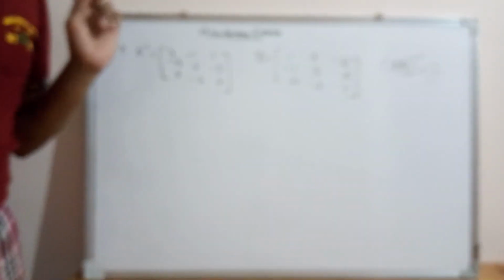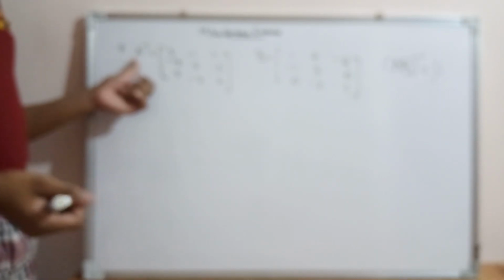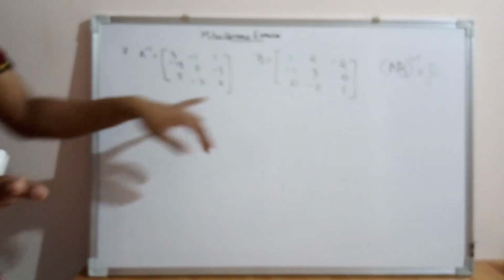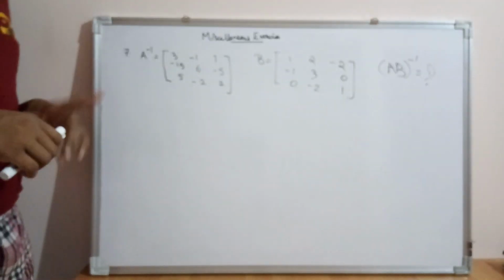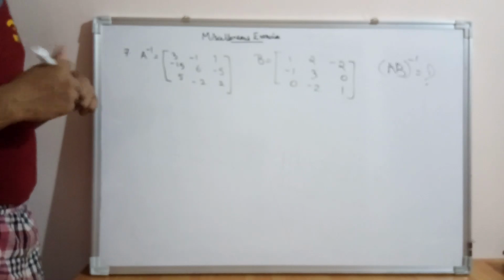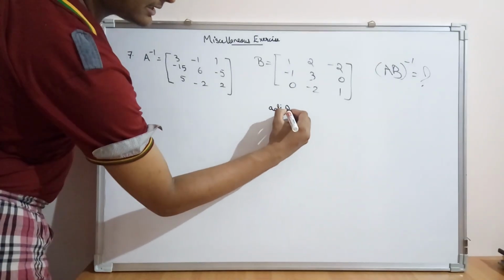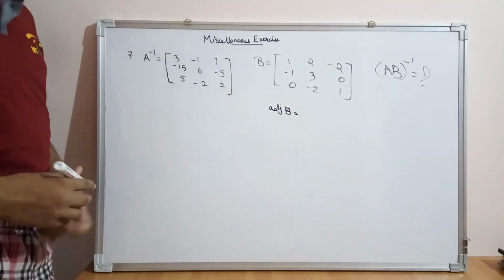Okay, so there is a property: AB whole inverse is equal to B inverse into A inverse. Okay, you can use that, or you can find the inverse of this first, then find AB and find again the inverse of AB. Any method is fine, it is for you to choose. For me, I think using the property is more favorable because I need to find inverse only once. So I need to find B inverse. For that, I need to find adjoint of B and det B. So first of all, I'll find adjoint of B.